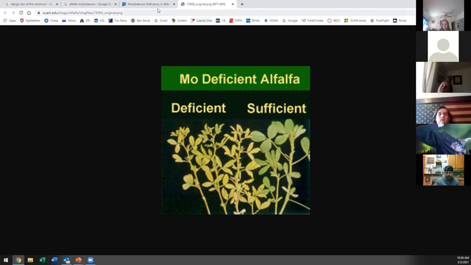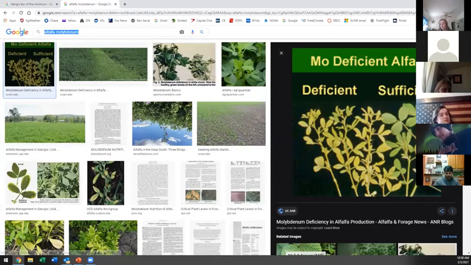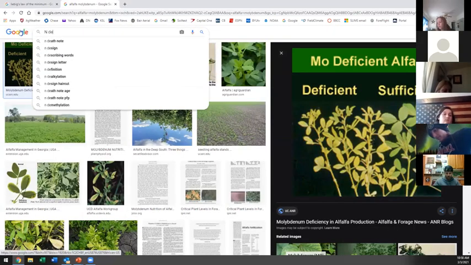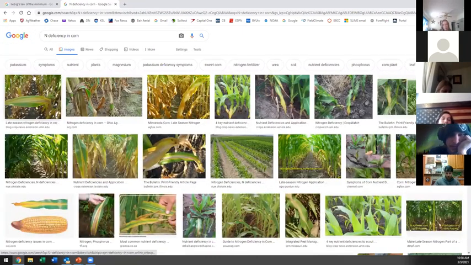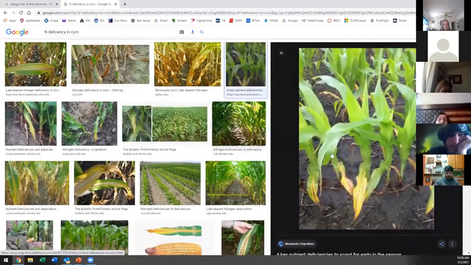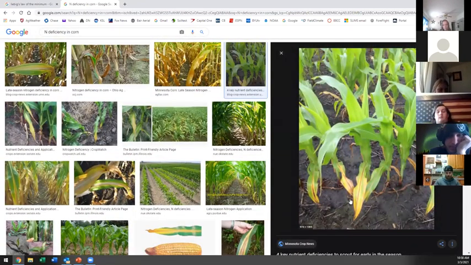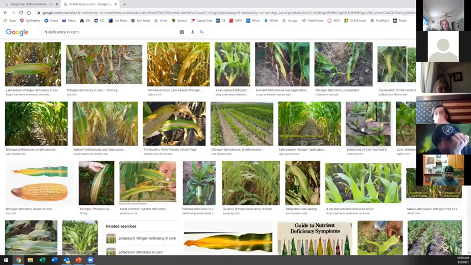Let's look at nitrogen deficiency in corn. It's pretty common. Okay, here's a good one right here. So we can see, again, older tissue down here is turning yellow, and it's a little bit greener as we move up the plant. This is pretty severe right here.